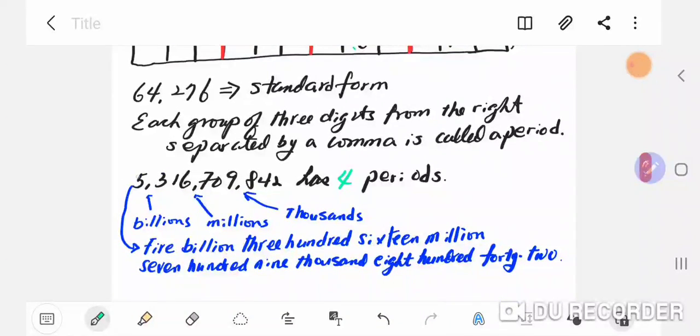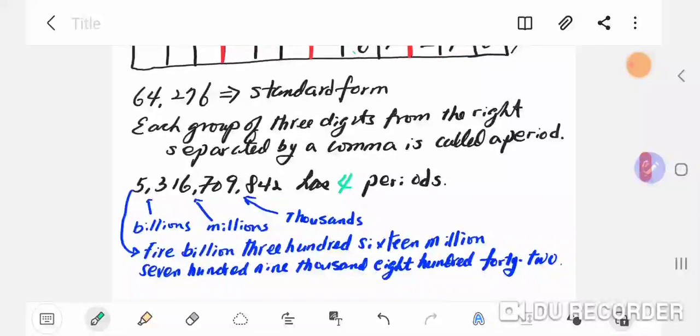5,316,000,000 and 709,842. That's it. Simple, right? So what we read is a 3-digit number followed by the place value for billions, millions, and thousands.